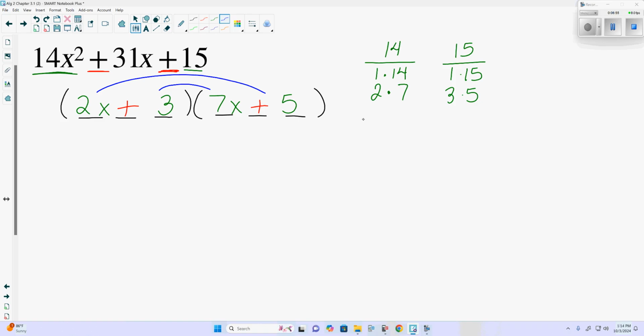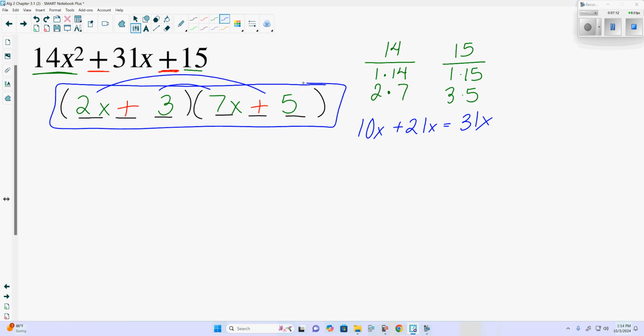2x times 5 is 10x. 3 times 7x is positive 21x. And 10x plus 21x, is that the middle term we wanted? And that's it there. Questions on this so far?